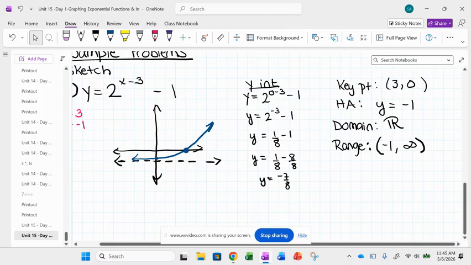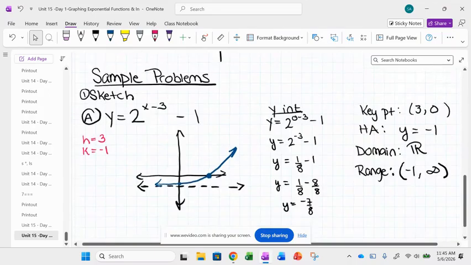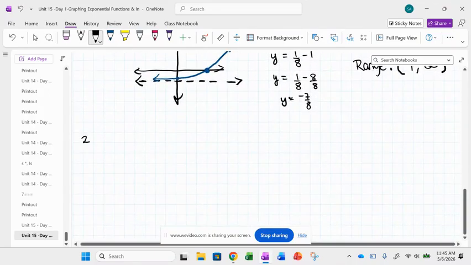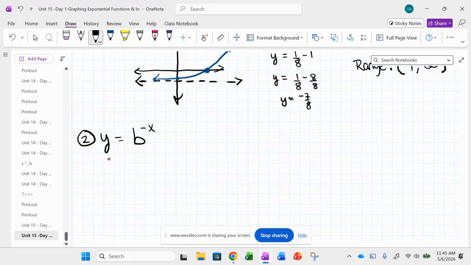Okay, a couple of things before we do any more graphs, a couple of things I also want us to go through. Number 2. If I have y equals b to the negative x, I want us to recognize that this is the same as saying 1 over b to the x power. Why is this happening? Because if I have a negative exponent, in order to make it positive, I can just put it into the denominator. Why is it important for us to recognize that b to the negative x power is the same as 1 over b to the x power?